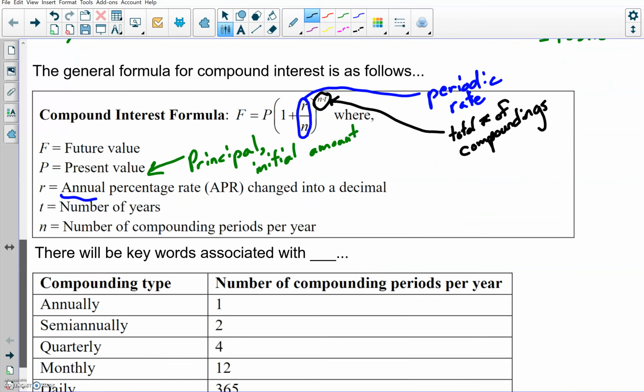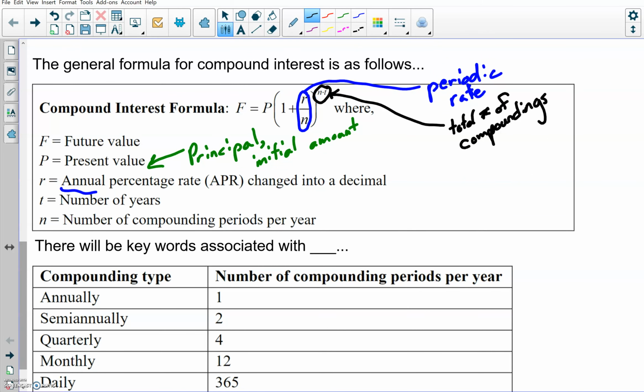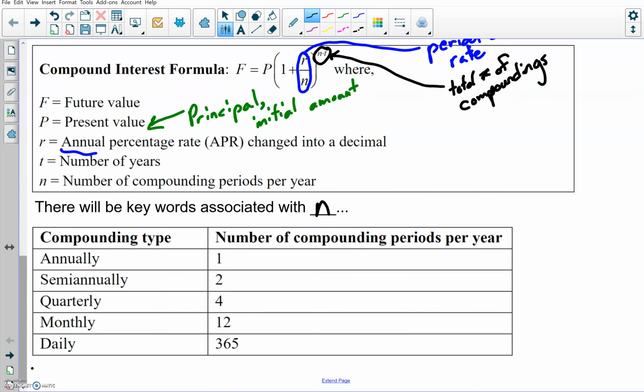So there will be some keywords associated with that n. And I missed one in here when I was putting this together, but it's not too bad. So you have the weekly as well. But basically, if you see annually or yearly, sometimes the homework will say yearly, n is going to be 1. If it's semi-annually, n is 2. If it's quarterly, n is 4. Monthly, it's 12.